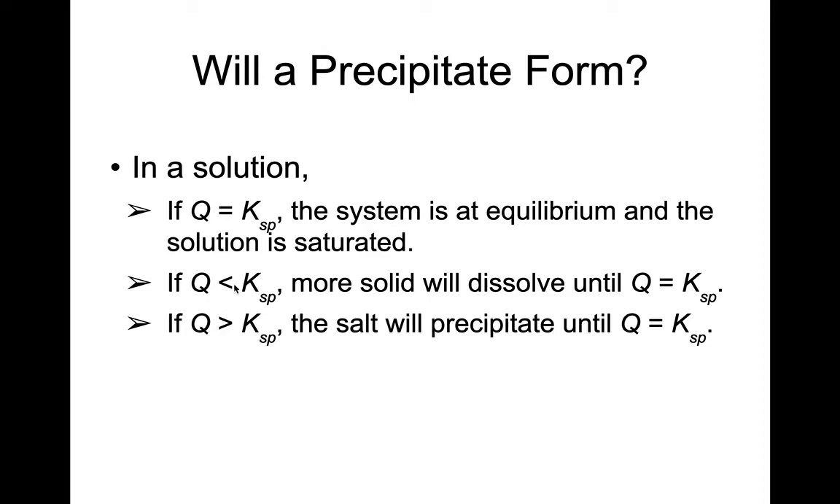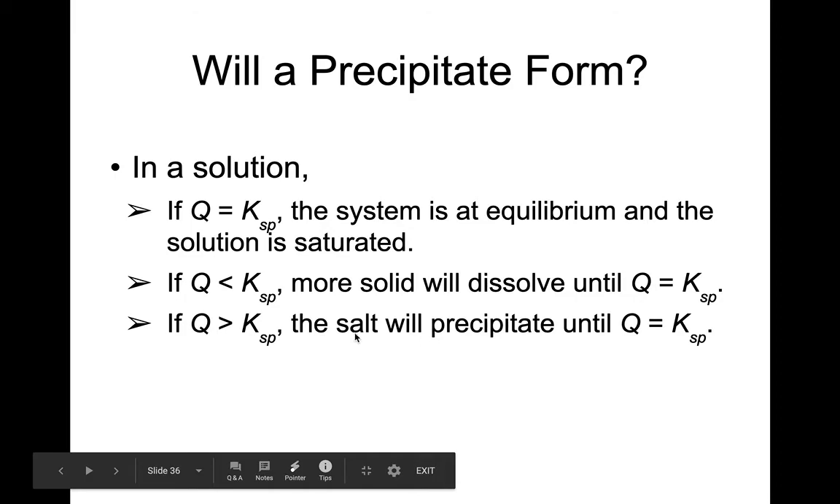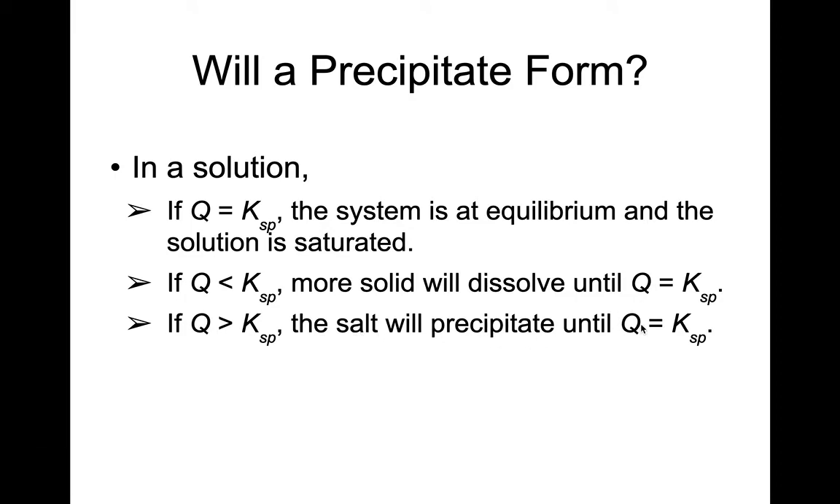If Q is less than our solubility product constant, that means the solution is able to dissolve more solid until it reaches equilibrium. It's going to make more product, more dissolved aqueous ions, until we get Q up to equaling K. Now, in the case where Q is greater than K, that means we have too many products, not enough reactant. Our product was our dissolved species, our reactant was the solid. If Q is greater than K, then the salt needs to precipitate. The solid needs to leave the solution until Q is back down to equaling K.